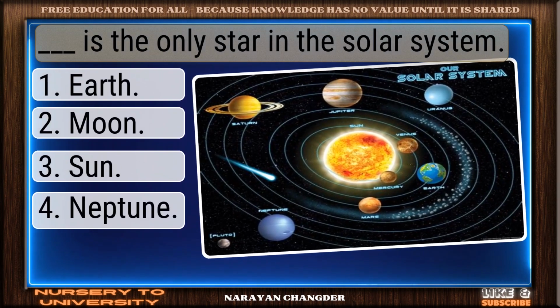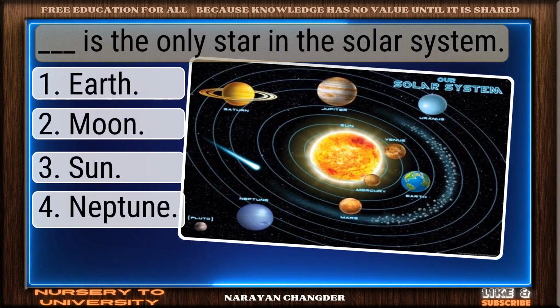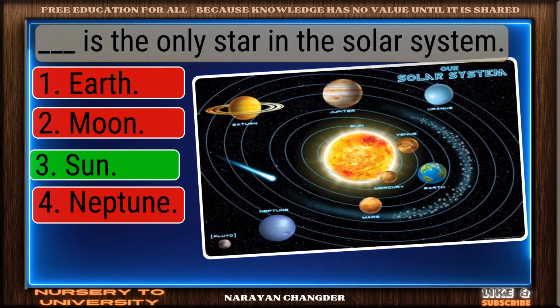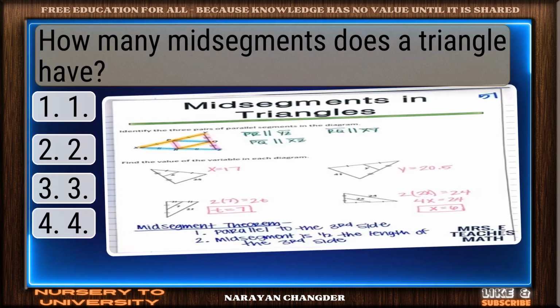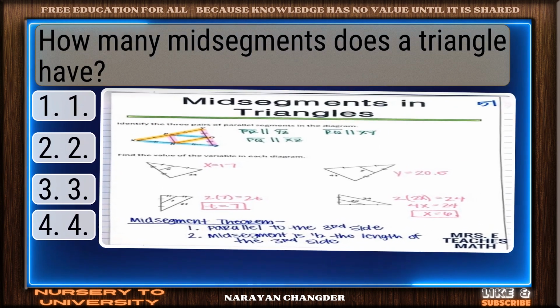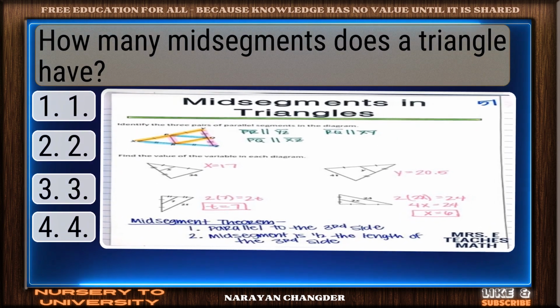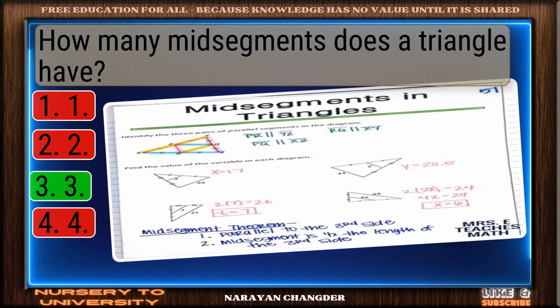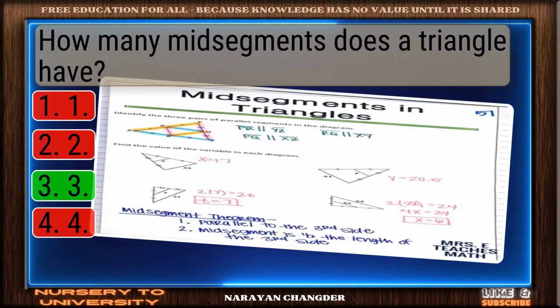Question number 192. Dash is the only star in the solar system. Excellent. Sun is a brilliant choice. Question number 193. How many midsegments does a triangle have? Smart pick. 3 is the correct choice.